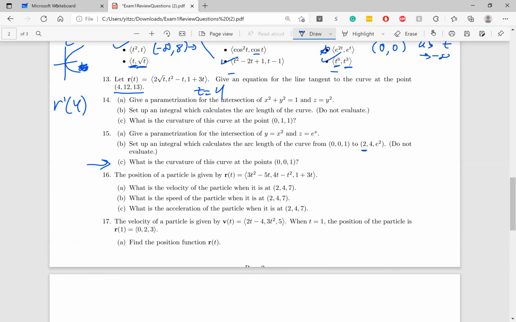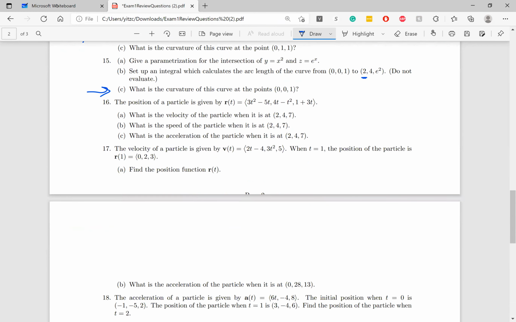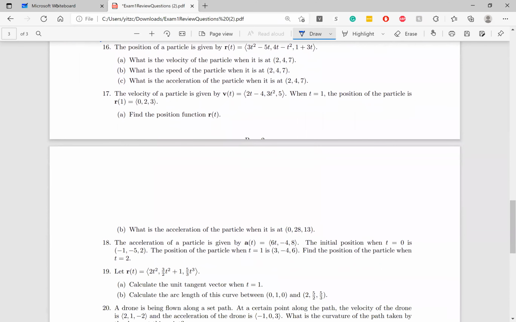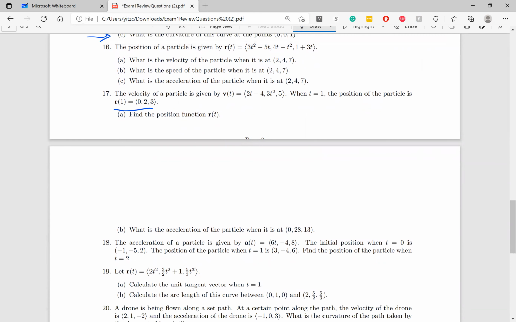Okay, so that is problem 16. Problem 17 says the velocity of a particle is given by this equation. When t is equal to 1, the position of the particle is this. So you have some initial condition. Find the position function r of t.